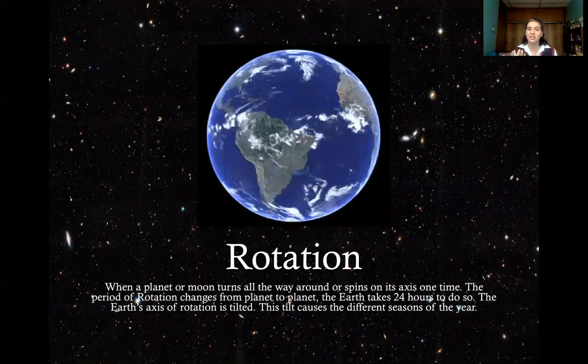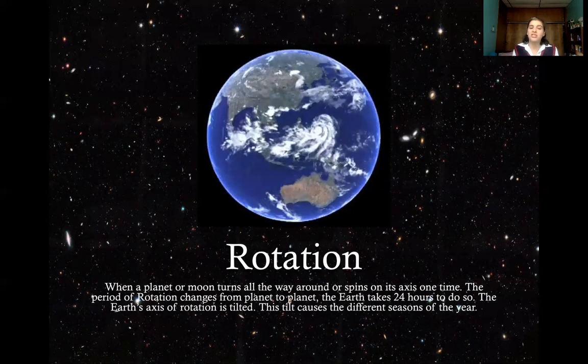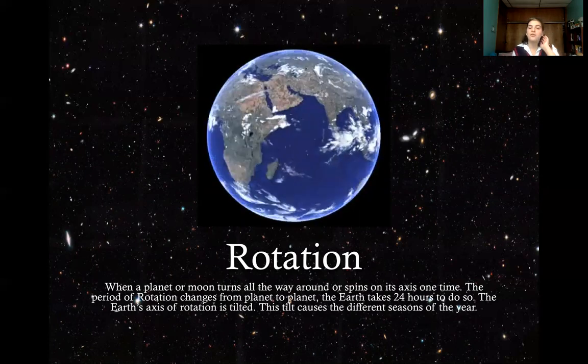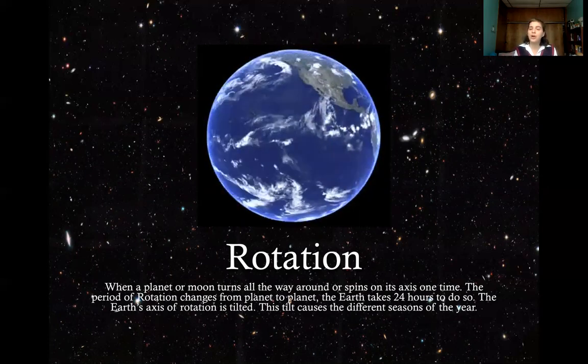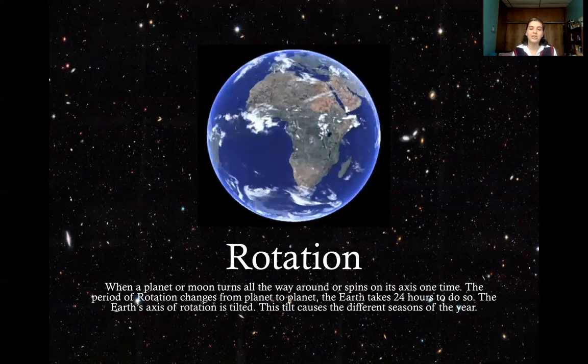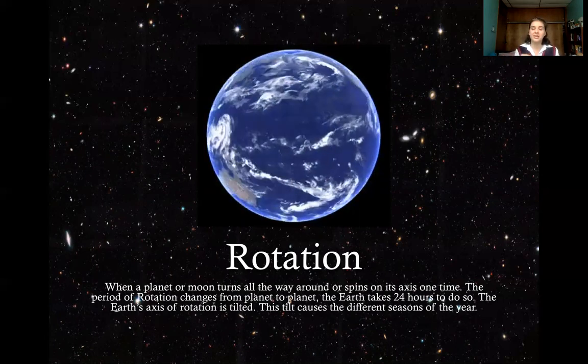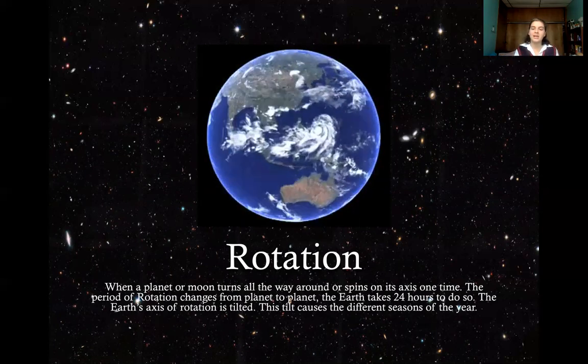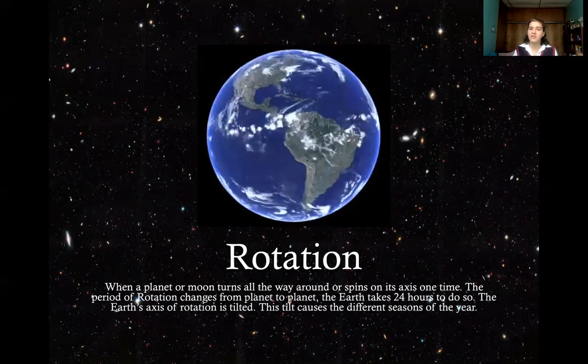That is a rotation. The period of rotation changes from planet to planet. It's not the same for everyone. For example, Earth takes 24 hours to do so. The Earth's axis of rotation is tilted. That means that it's not straight. This tilt causes the different seasons of the year.